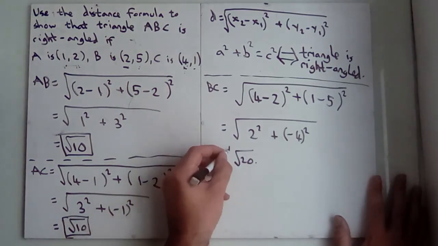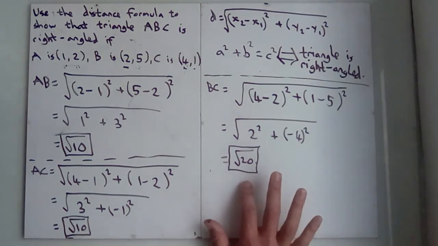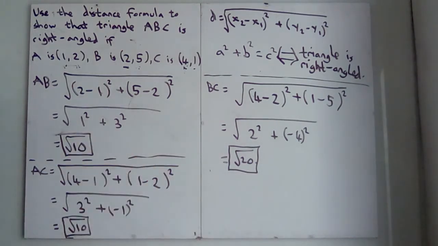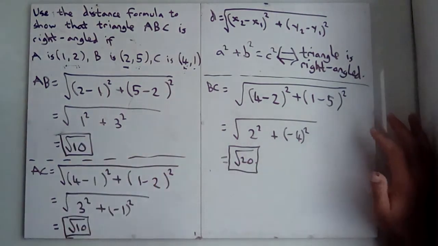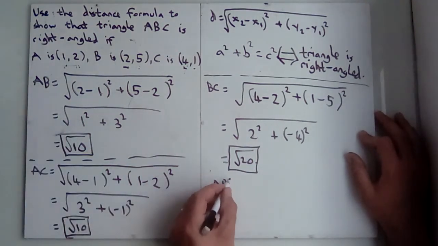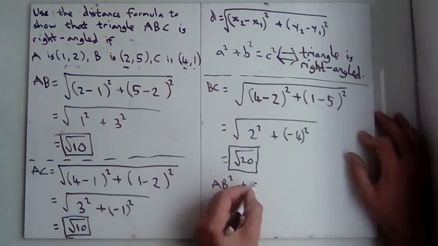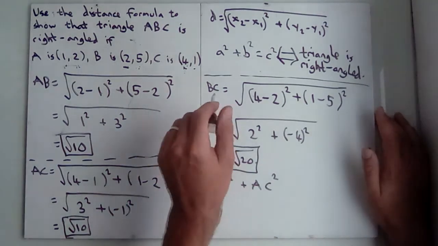So now we have all three side lengths. We need to prove that the two short sides squared and added equal the long side. It's pretty obvious which are the short sides: whichever are the smallest values. So the square root of 20 must be bigger than the square root of 10. So this is our long side C, and these are our two short sides. We're looking to show that AB squared plus AC squared, let's see what that is, is the same as BC squared.